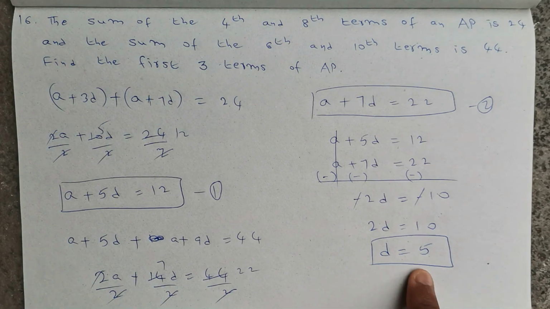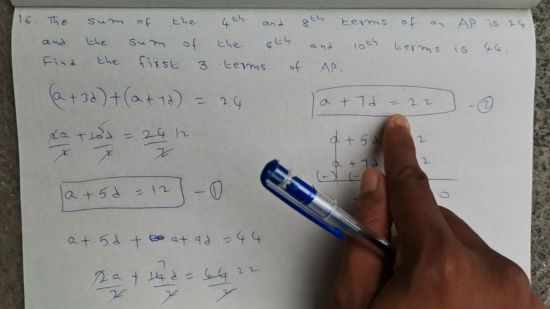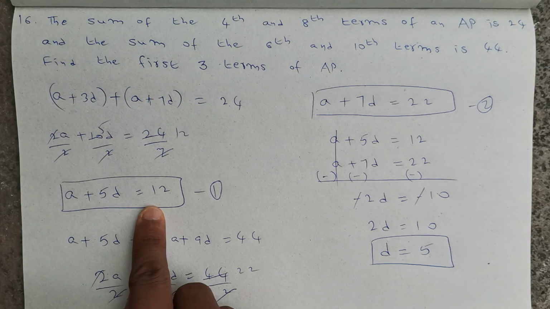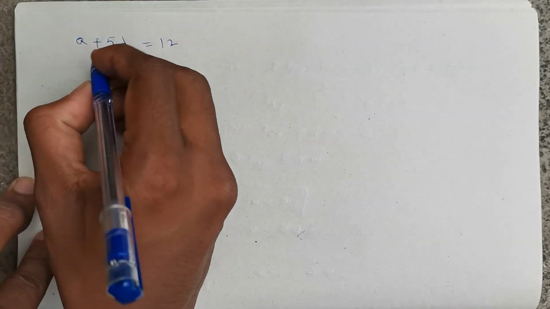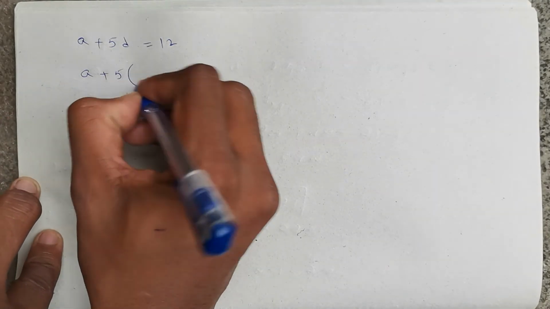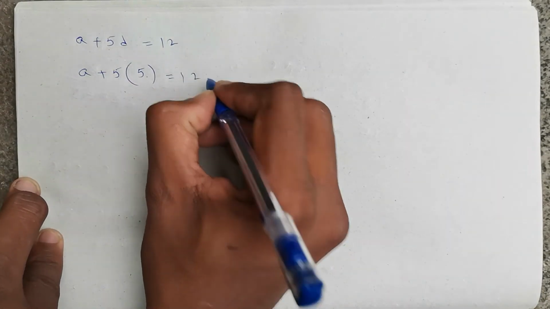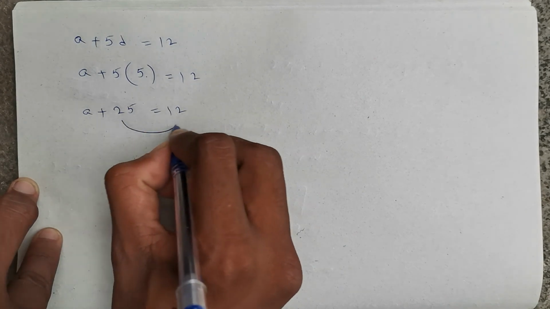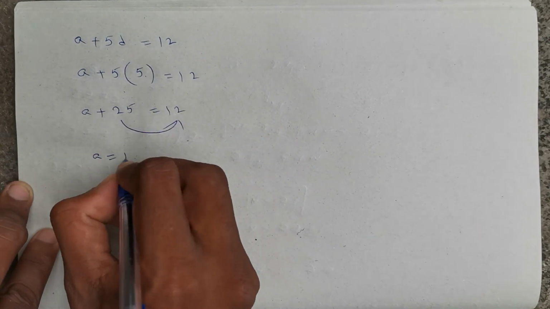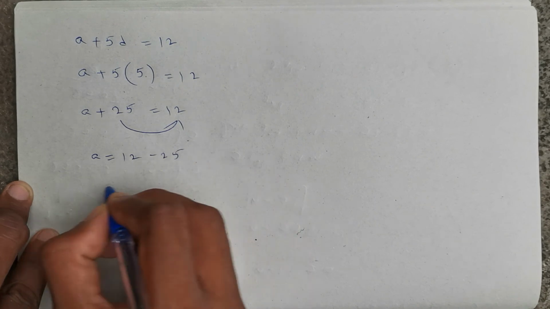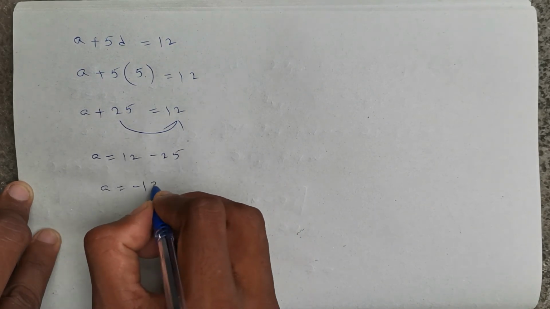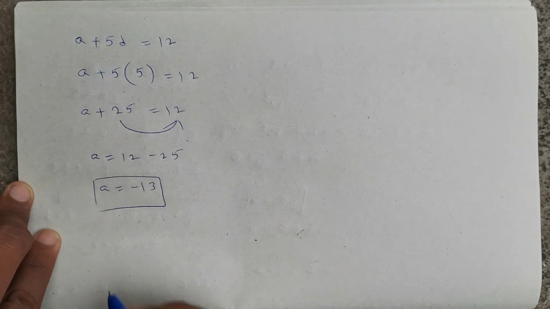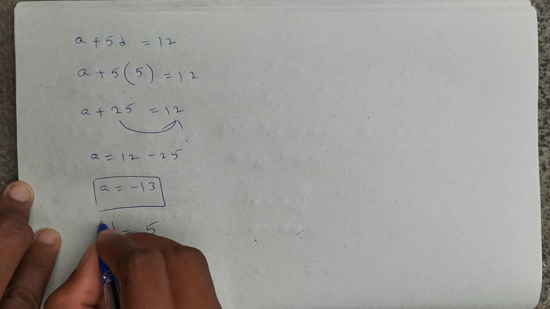Now this d value we can substitute either in the first equation or in the second equation. I am going with the first equation. So a plus 5 into the d value, which is 5, is equal to 12. A plus 5 fives are 25 equals 12. 25 I will take to the right side. So a is equal to 12 minus 25. A is equal to minus 13. A equals minus 13 and d equals plus 5.